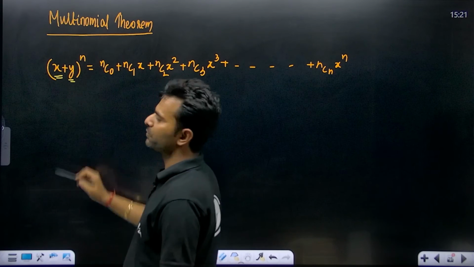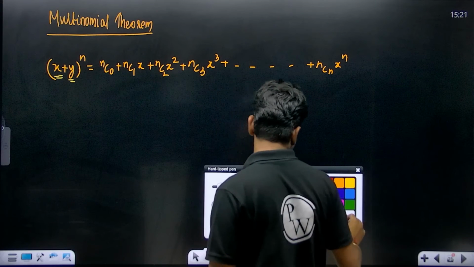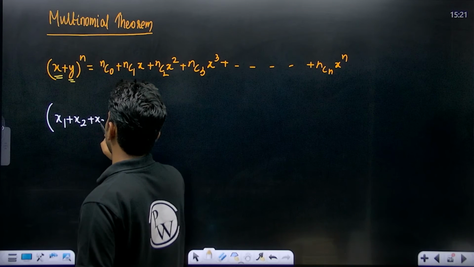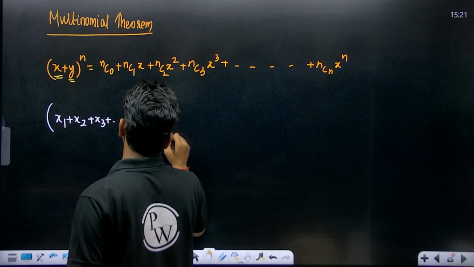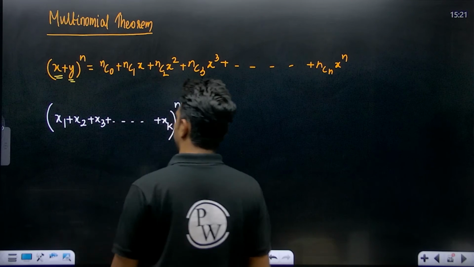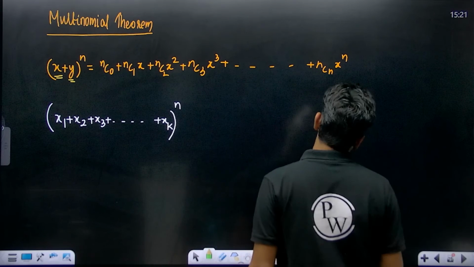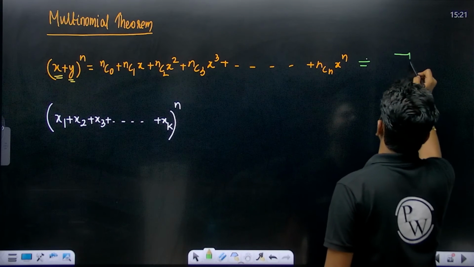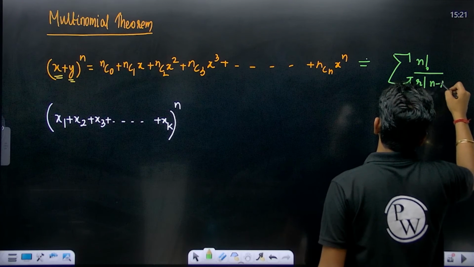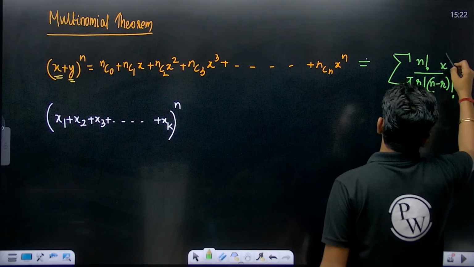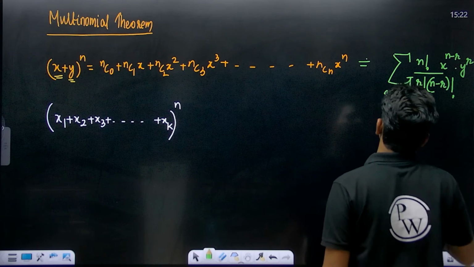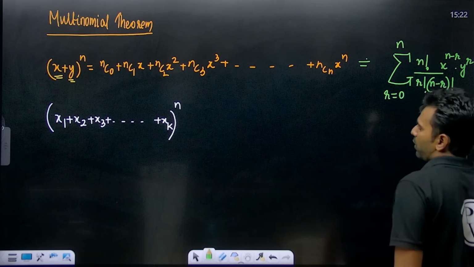Alright, in the multinomial theorem, what happens? In place of two terms, we have more than two terms. So let's say we are having something like this, (x1 plus x2 plus x3 plus, and so on till xk) to the whole power n. These are k terms written over here. Okay, first let me know, can we write down this particular thing also like this? Sigma n factorial upon r factorial (n minus r) factorial x to the power n minus r into y to the power r. This is our general term, and from here we are taking r equal to 0 till r equal to n, the summation.